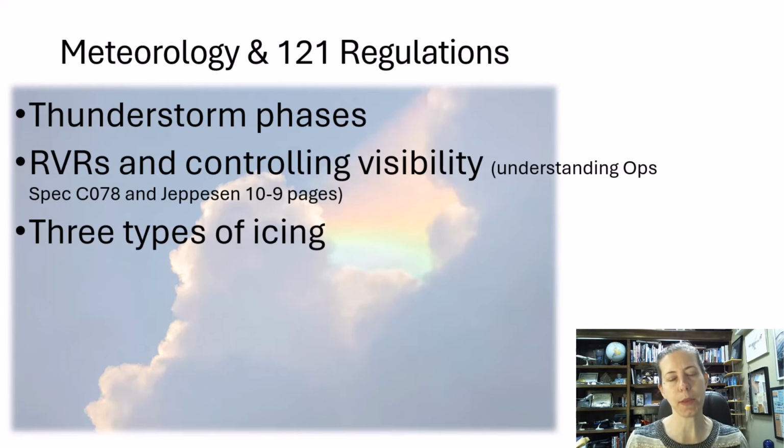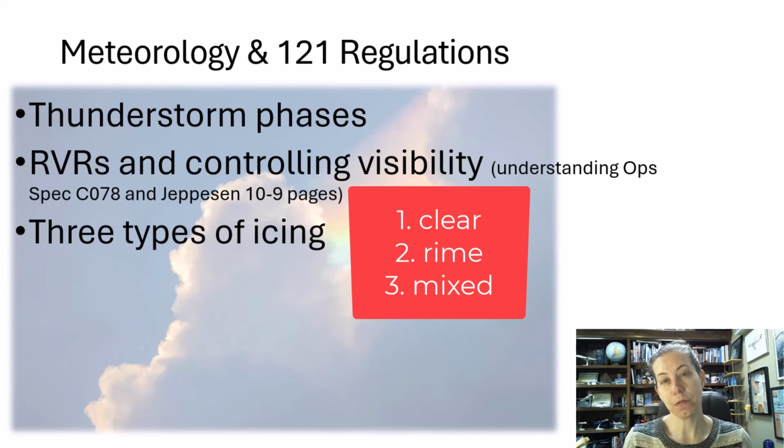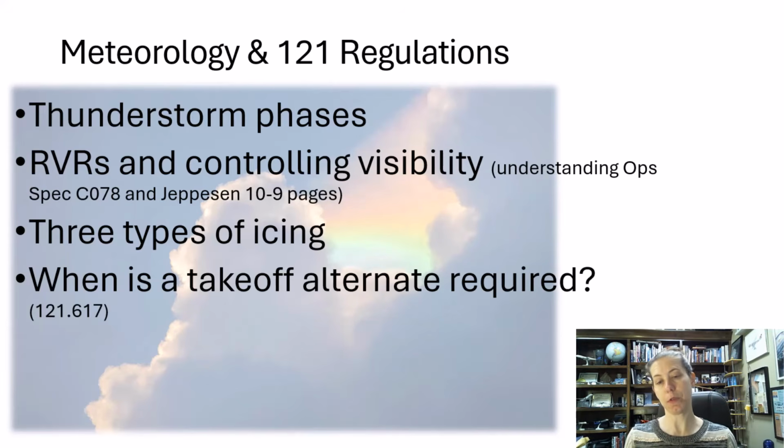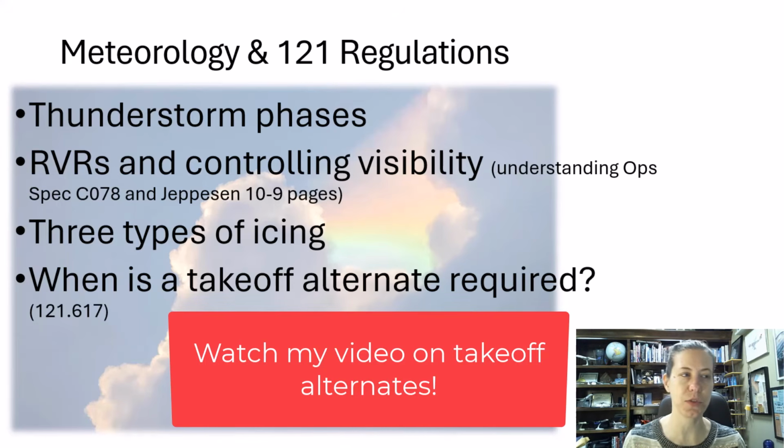They were also asked about the 3 types of icing: clear, rime, mixed. Again, not a bunch of detail. It's just things that you probably should know as a pilot, things that FAA test questions ask. They can go into however much detail, but yeah, 3 types of icing. When is a takeoff alternate required? That's 121.617 straight up. Again, I've got a video about that. I'll link to that in the description, and you can do more digging on your own for that one.